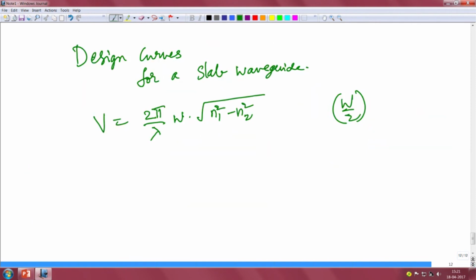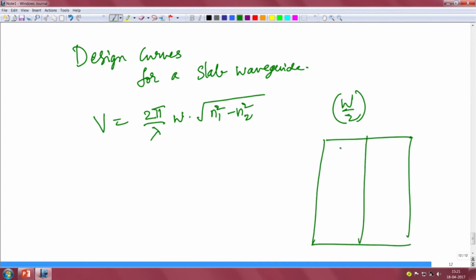So, the design curves are generally drawn as beta as a function of width, showing how the propagation constant varies with the design waveguide parameters. We can form a table of values of V versus propagation constant and then plot them as a 2-dimensional plot, V on one axis and beta on the other axis.